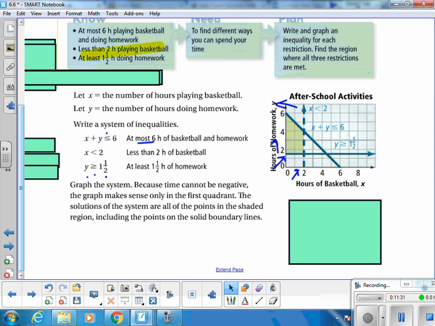So once that is graphed, we know that it moves down, and we see that all three overlap right in this region. So when we graph the system, because time cannot be negative, the graph makes sense only in the first quadrant. The solution of the system are all the positive points in the shaded region, including the points on the solid boundary line. So we're looking at our solution being right here, and the shaded part this way, and on here.